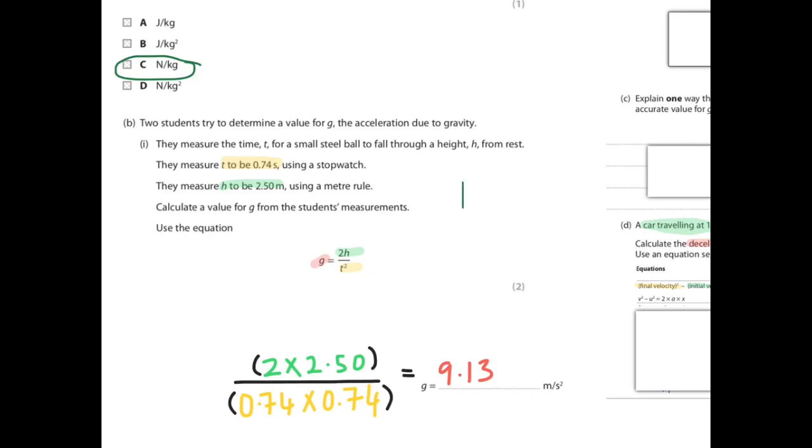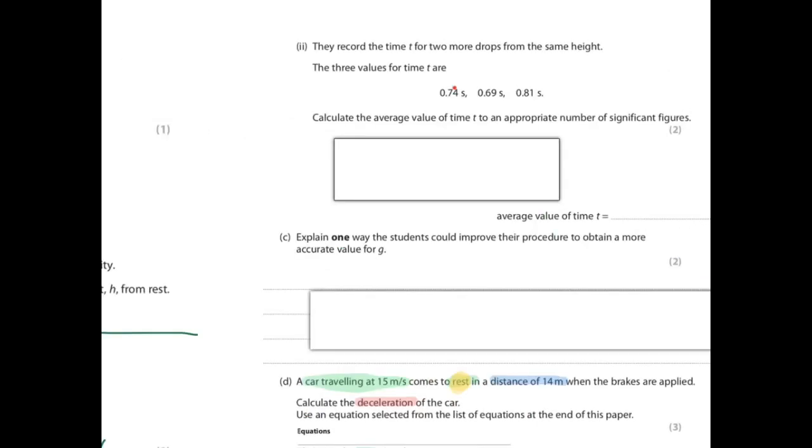Now remember, what they're doing is they're allowing a ball to fall from a height and they're timing it. So they're just using a stop clock and timing this ball's descent. And because of this, they are getting variation in their results. They record the time t for 2 more drops from the same height. The 3 values for the time are this: 0.74, 0.69, 0.81. Calculate the average value of time t to an appropriate number of significant figures.